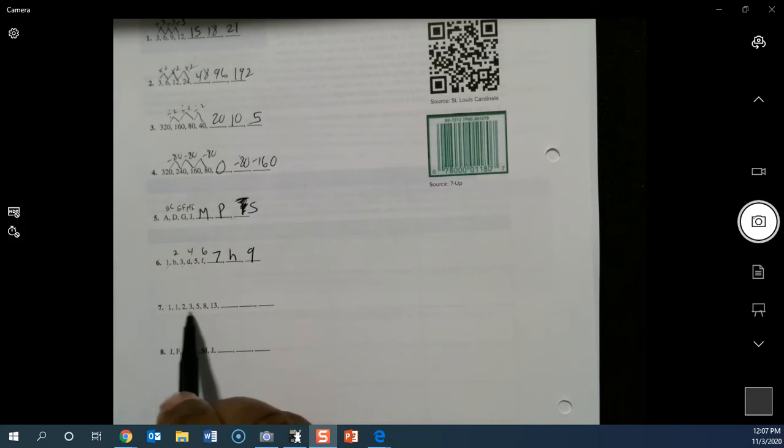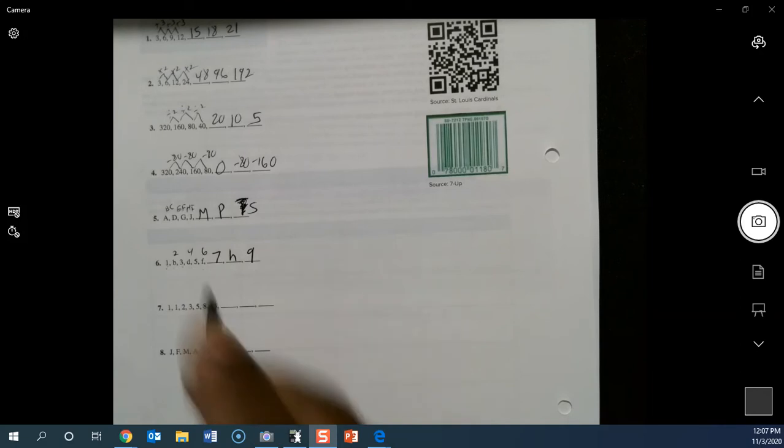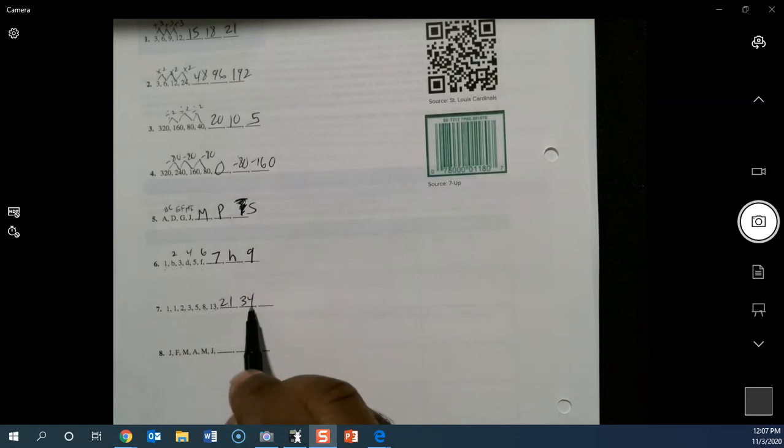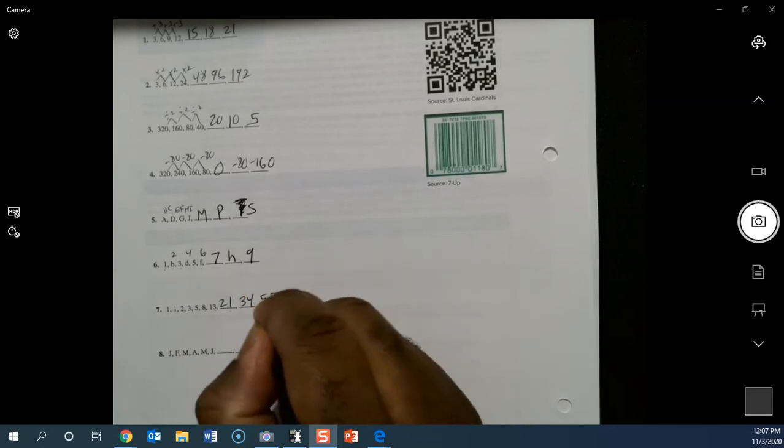2 plus 3 is 5. 3 plus 5 is 8. 5 plus 8 is 13. 8 plus 13 is 21. 13 plus 21 is 34. And 21 plus 34 is 55.